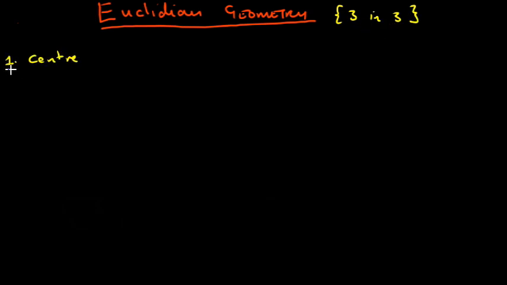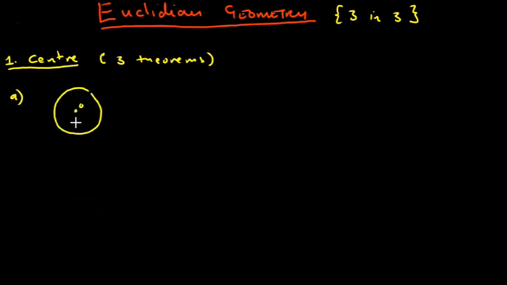The first category will be the center theorems. And in the center theorems, you need to look at three theorems that have something to do with the center. So the first theorem is this one. Given that O is your center, we have AB as your chord, and let's say this is M, and this is 90 degrees. In this case, AM is equal to MB.